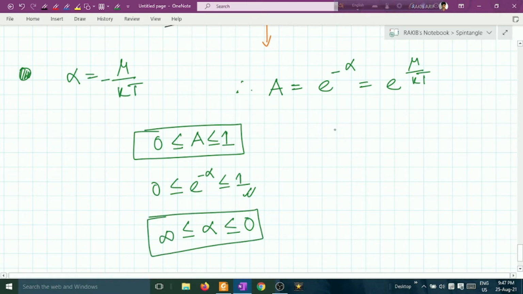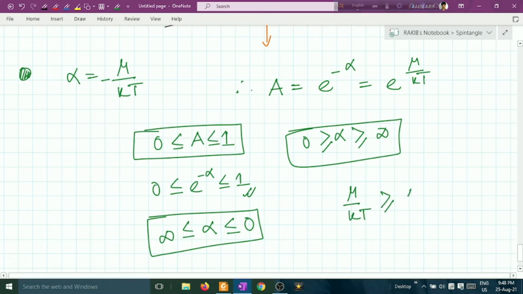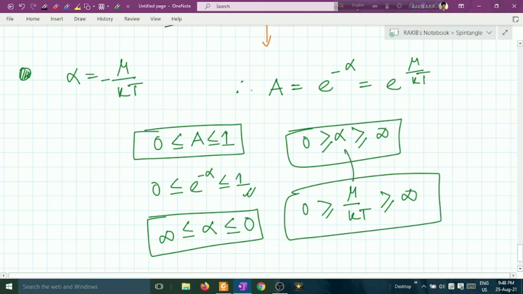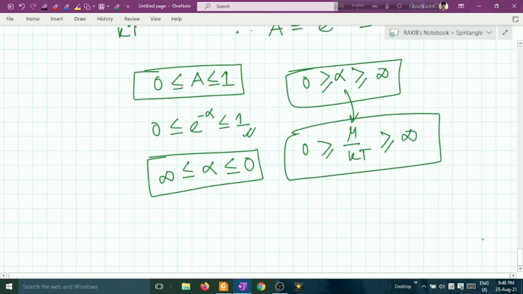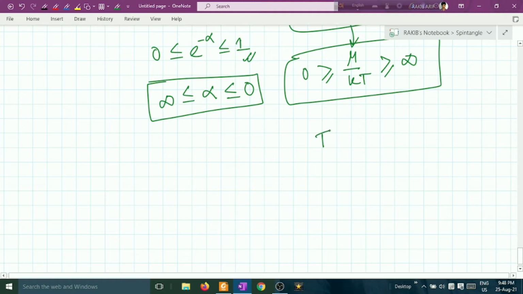I am writing this in the conventional way. Alpha ranges from 0 to infinity. That means mu upon kt ranges between infinity and 0, because alpha is mu upon kt. You can check this: if t tends to infinity, there will be a minimum value, 0. This term will vanish. If t tends to 0, that means at absolute zero temperature, there will be an infinite term of this.